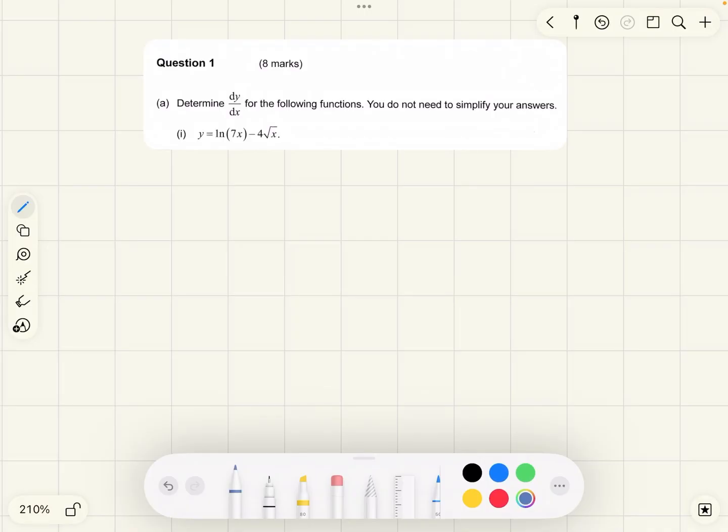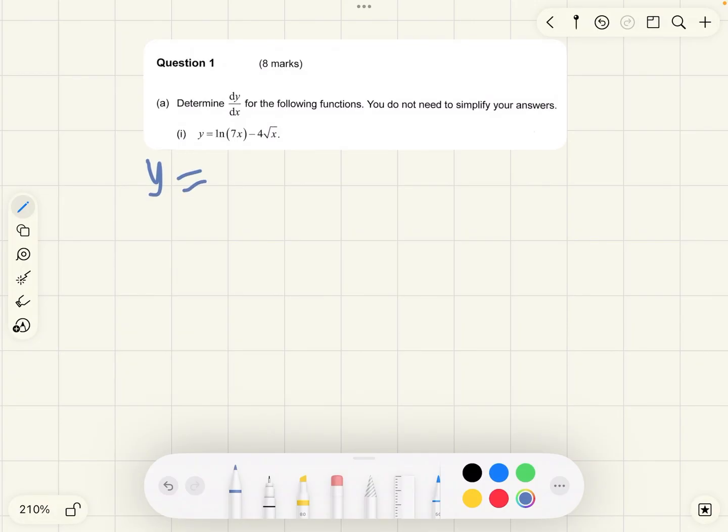So the question just asks you to find the derivative. The function is the natural log of 7x minus 4 times the square root of x. So before our differentiation, we can first rewrite the function. So y is, you can use your log rules here.